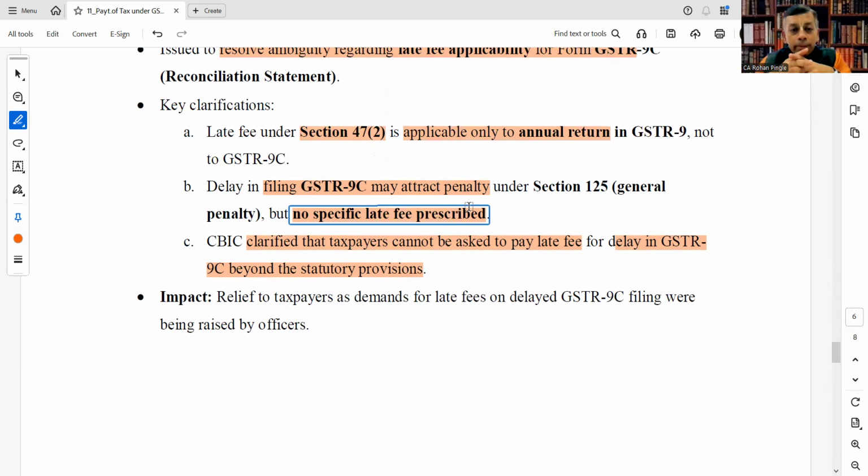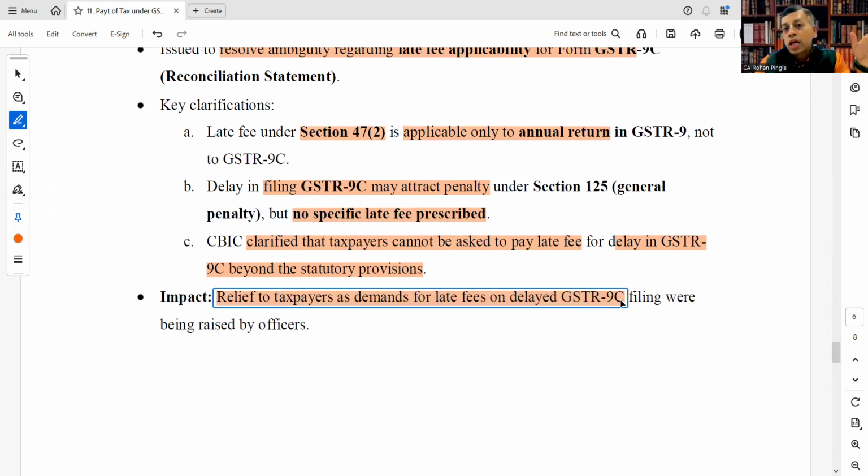So what was the impact? Relief to taxpayers, as demands for late fees on delayed GSTR 9C filing were being raised by the officers, and now, due to this clarification, it will be stopped.